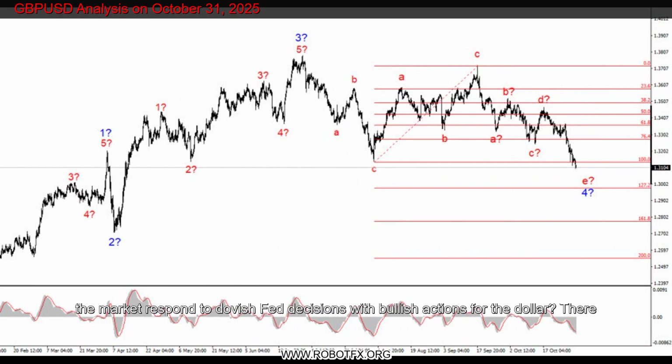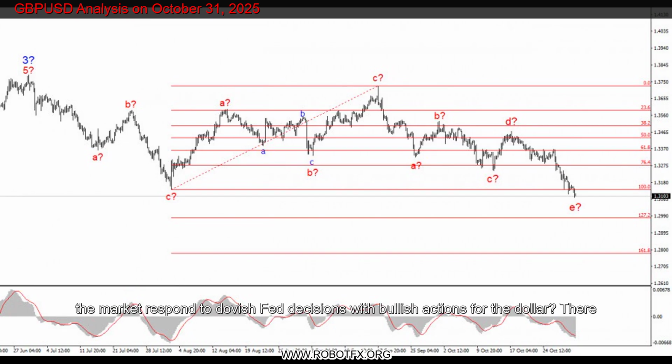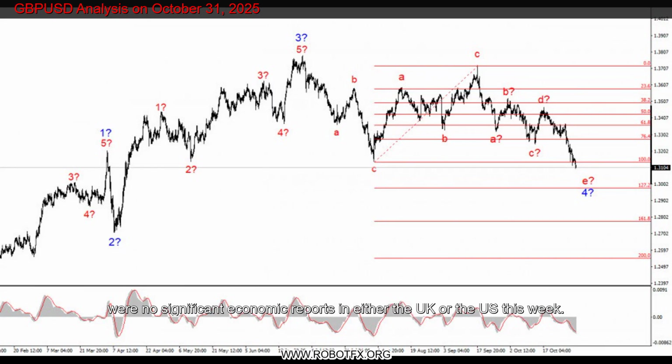Naturally, I expect the corrective ABCD pattern to complete soon, as I still see no serious reasons to buy the dollar or sell the pound. Wave 4 has taken on a lengthy but acceptable three-wave form, each subwave containing its own corrective structure.